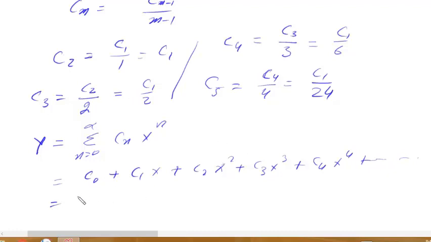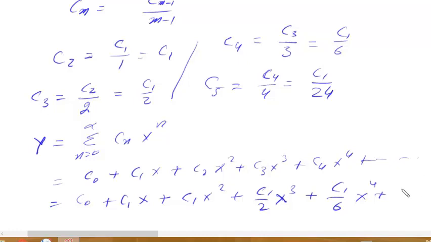Then we put the value of constants. Now this is c0 plus c1x, and then we put the value of c2, then this is c1 x2, and the value of c3 is c1 divided by 2 x cube, and then c4 is c1 divided by 6 x4, and then the value of c5 is c1 divided by 24 x to the power 5, and so on.